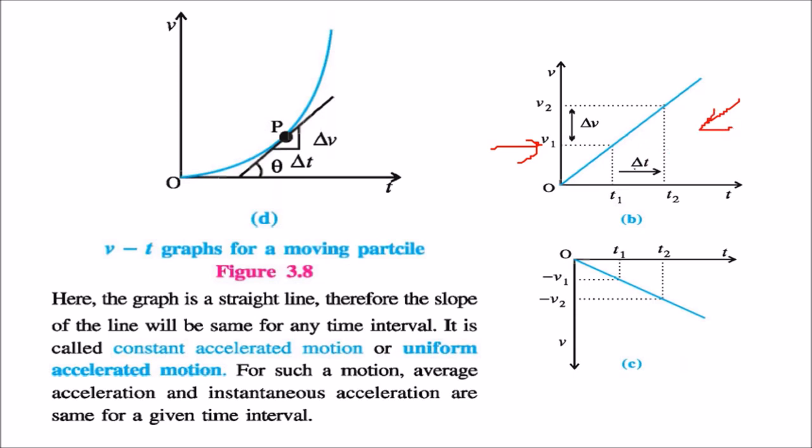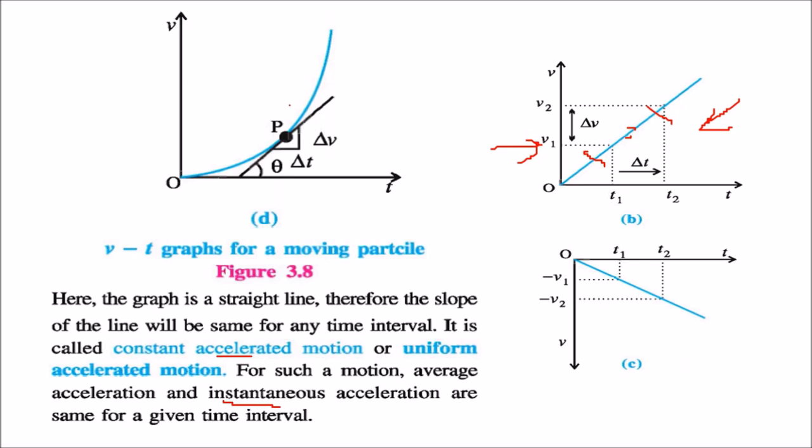Let us discuss the next one. The slope is negative. See, the slope is nothing but this angle. It is negative, so we say that it is decelerating, and this is also a constant accelerated motion because it is a straight line. It is constant, but it is decelerating.